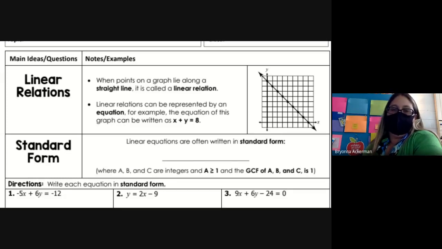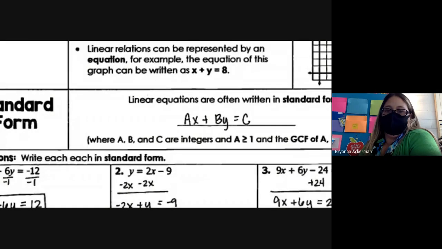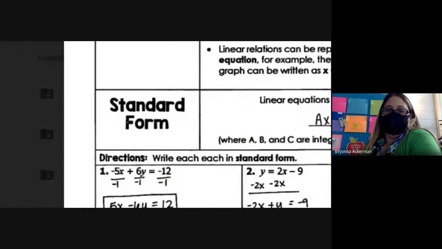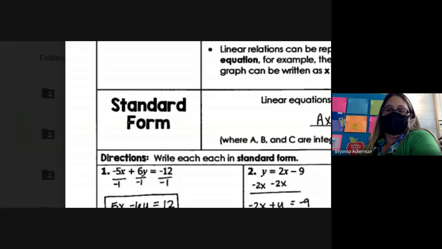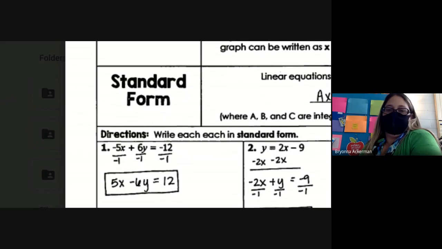A can't be negative. So A, B, and C are integers, and A, right here, cannot be a negative. It's got to be greater than or equal to 1. Okay? So right here I'm going to divide everything by -1. That way I get 5x minus 6y equals 12.